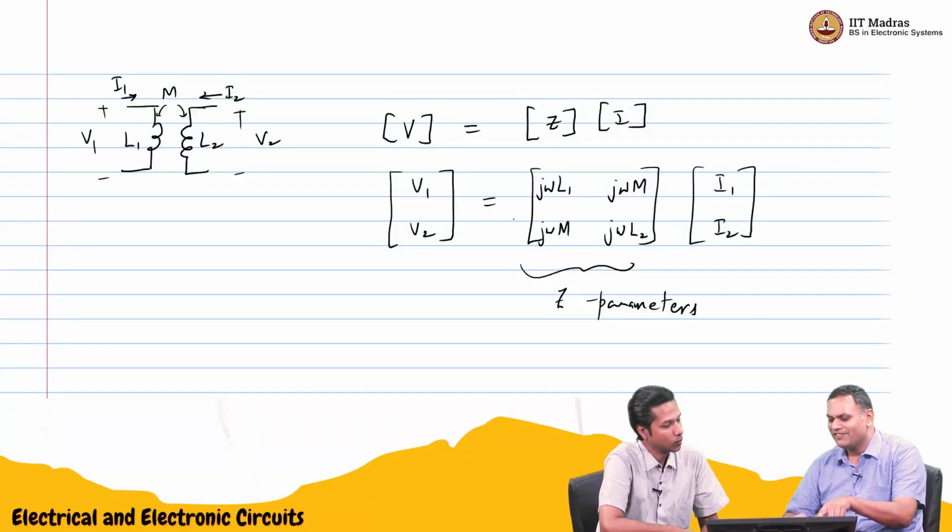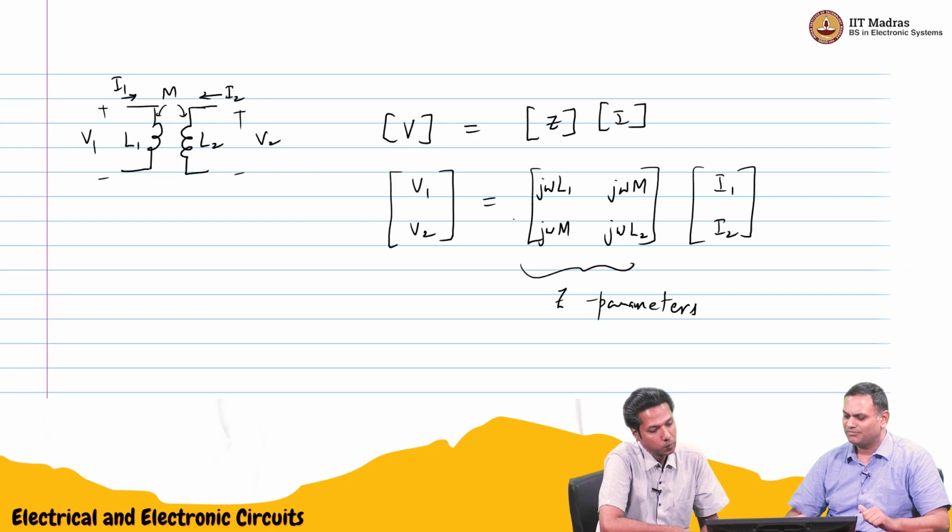Is there some easy way without representing it like this? Because the magnetic coupling is there, no? Yeah. Doing KVL, KCL is hard with this. I'll always have to go for the Z parameters.